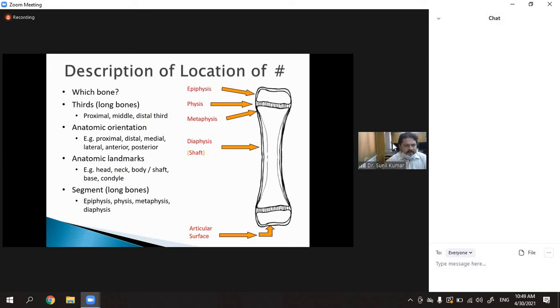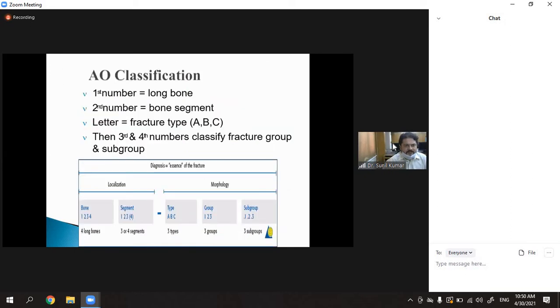And anatomic landmarks: which portion, like the head of the bone, or neck, body, or shaft, diaphysis, or base, or condyles. And segment. In children, we can say epiphyseal, physeal, metaphyseal, or diaphyseal fracture. So this is the location, in which part of the bone the fracture is present. But first we have to identify the bone fracture.